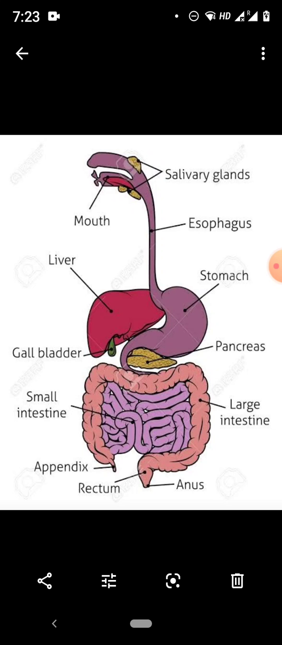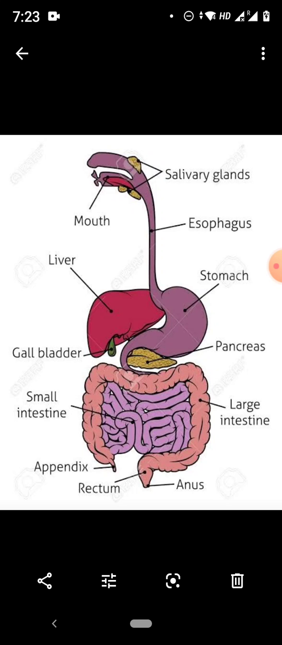It serves two purposes in the small intestine. Number one, digestion and absorption of the digested food. The inner surface of the small intestine has a large number of finger-like projections called villi. What do these villi do? This increases the surface area for the absorption of digested food. The absorbed food enters into the bloodstream and is thus carried to various parts of the body for assimilation.